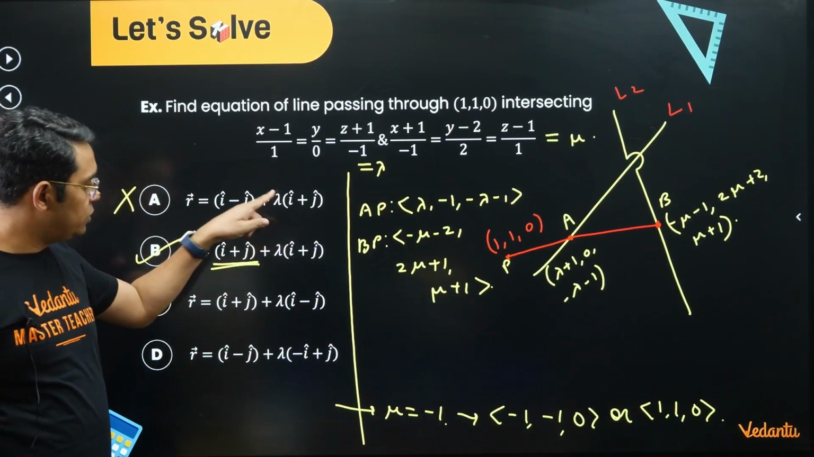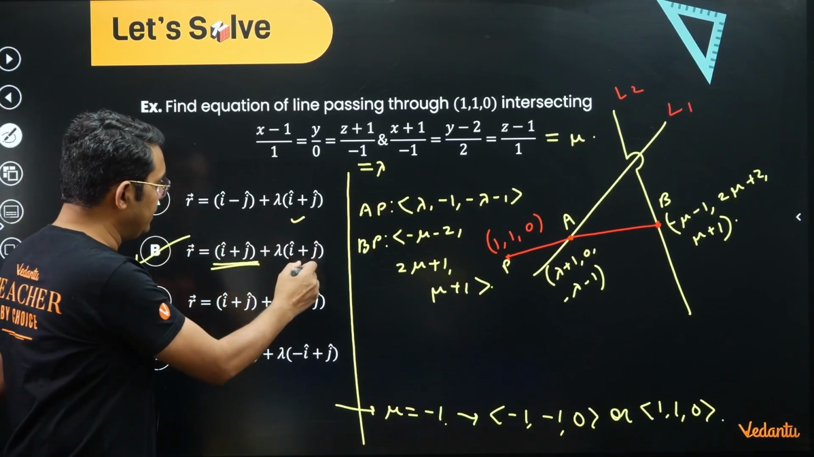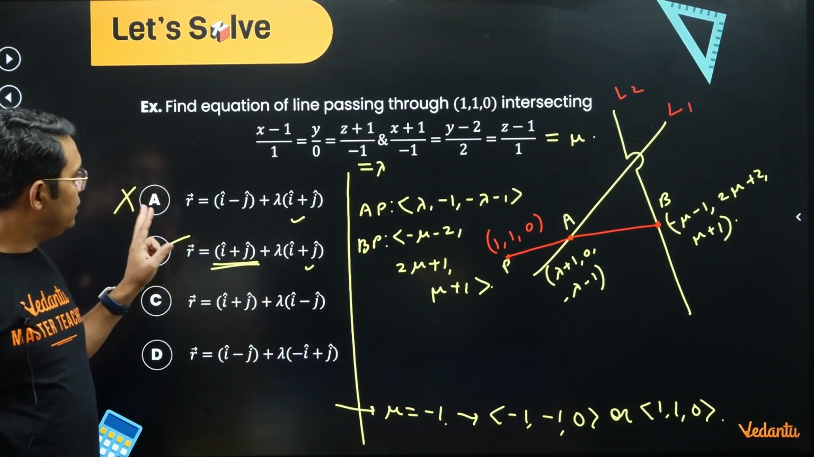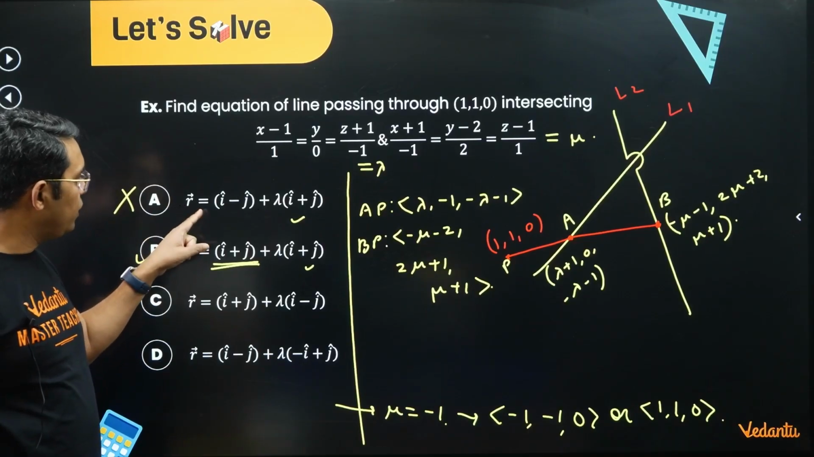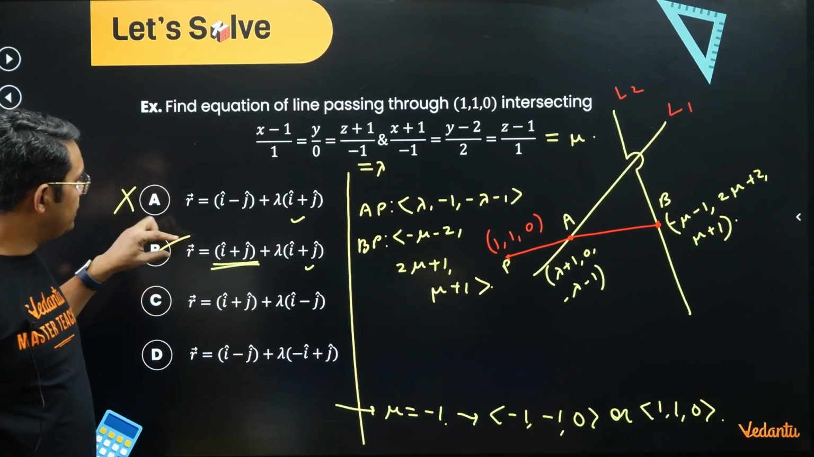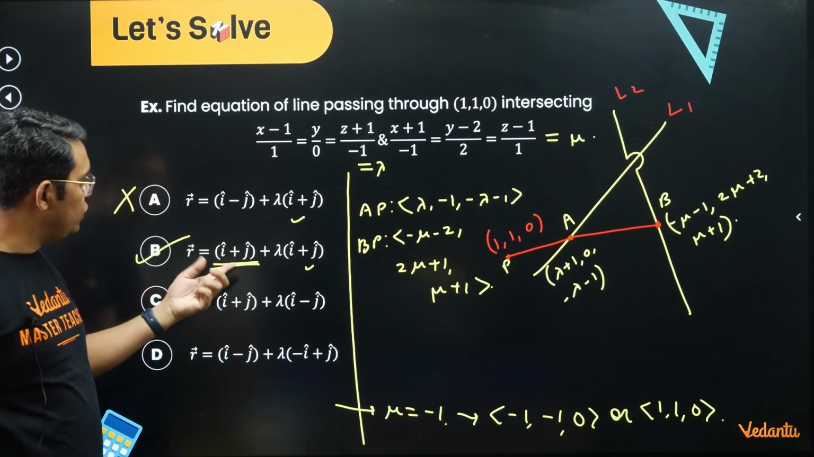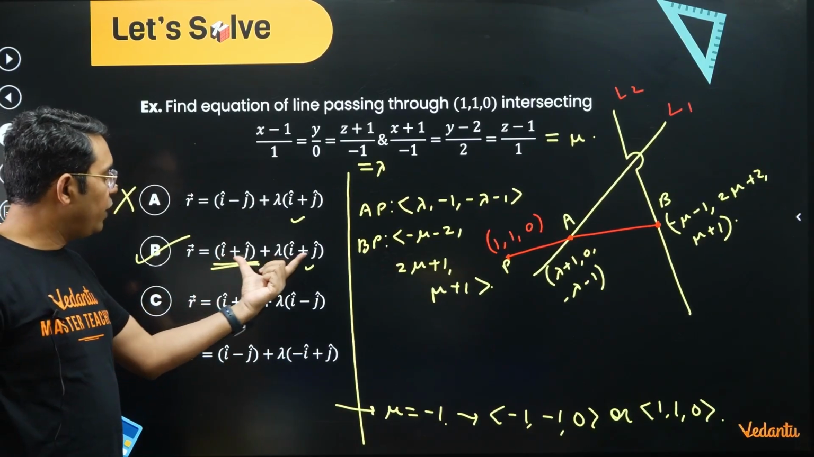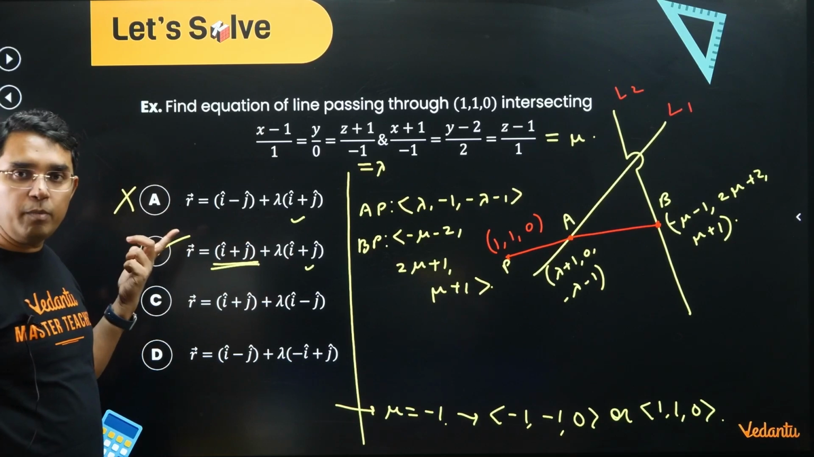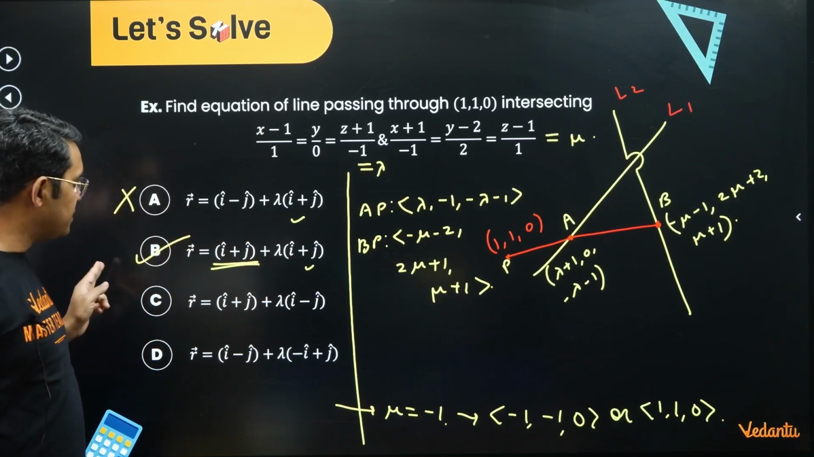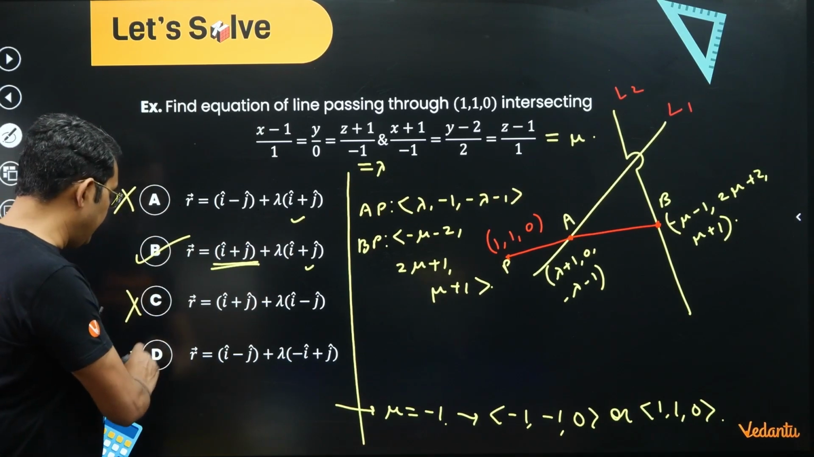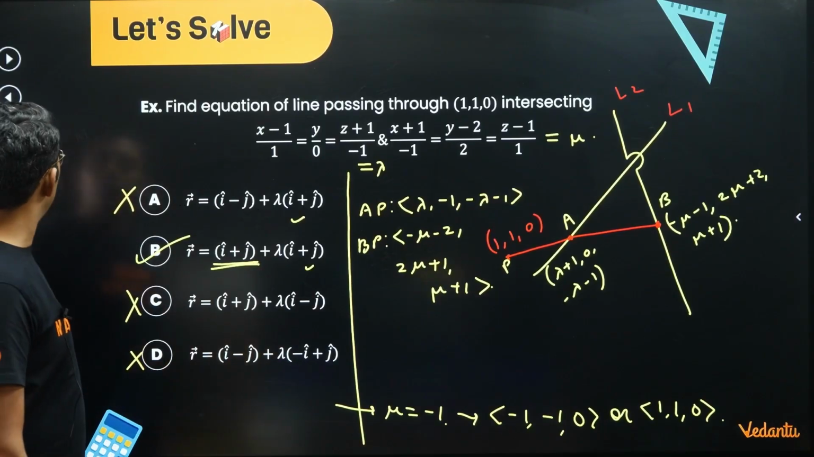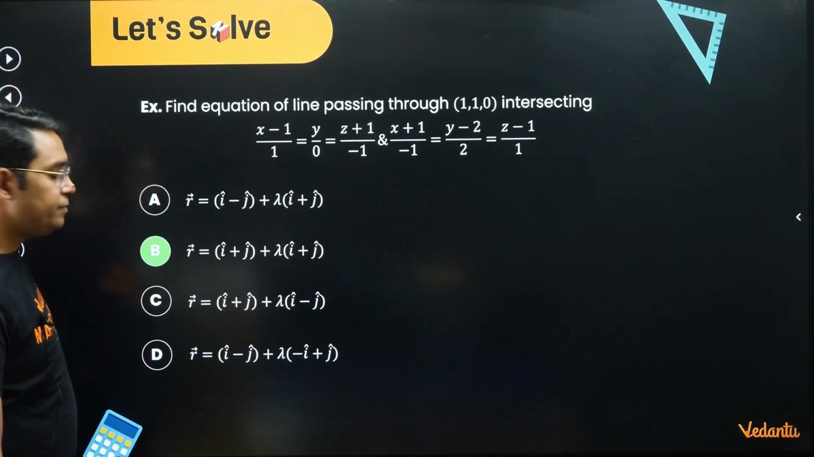Here the direction ratios of this are also the same as this, but this point is not lying on this line. You can check: if you want this point also lying on this line, your lambda has to be 0 for the x coordinate to match. But if lambda becomes 0, your y coordinate will be j, it cannot be minus j. So A is wrong, B is correct, and C and D are definitely wrong because their direction ratios are also not matching. So the answer of this question should be only B.